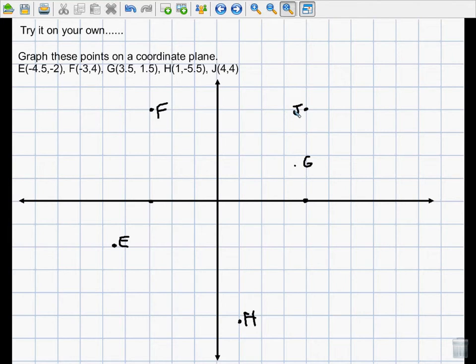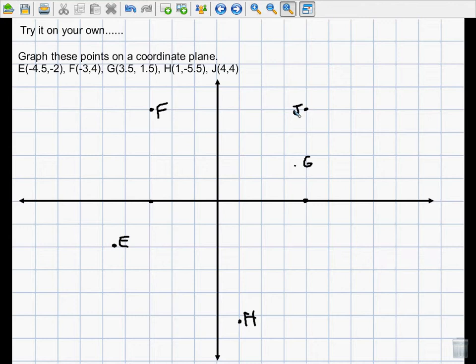Good job. Okay, let's take a look. And let's see how you did on your own. So E, Chase did this one, and you're coming back 4.5. So there's -1, -2, -3. Here's -4.5. So about halfway right here. And then down 2, 1, 2. Marked it beautifully. What quadrant is this? Third quadrant. Exactly right.